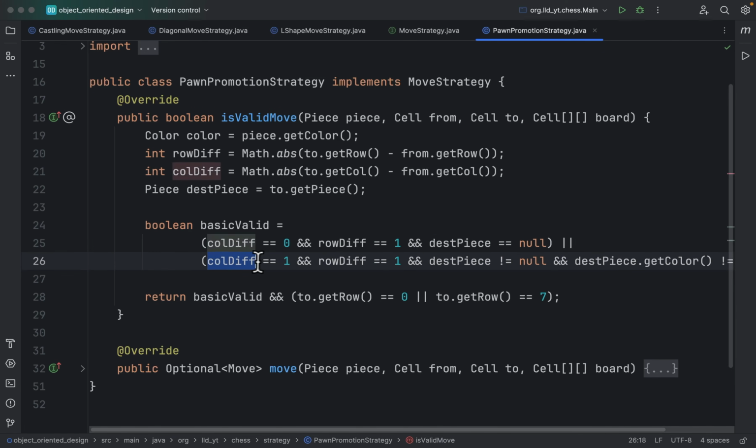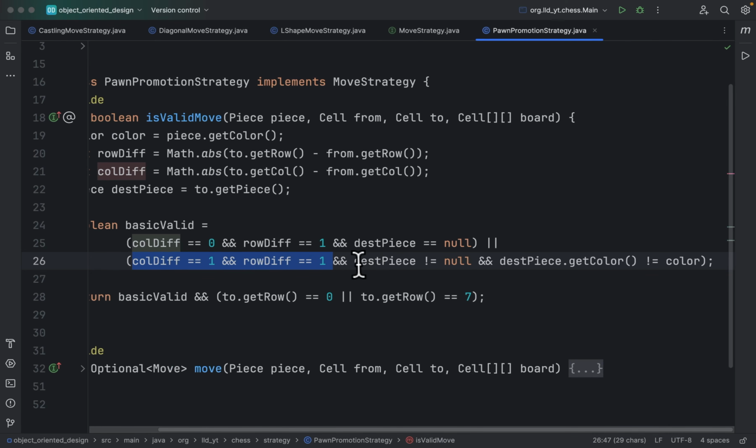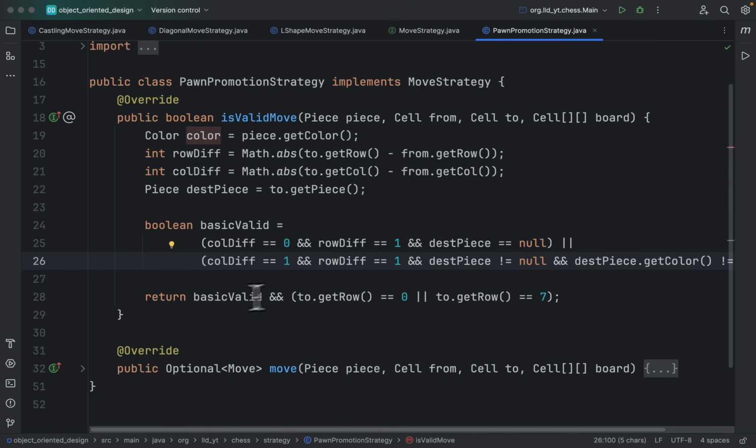The second condition is the column difference and the row difference is 1 because we would be capturing a piece on the top left or top right, isn't it? So in that case, the destination piece should not be null and that piece should have the color opposite to our color. Okay. And finally, this condition should be true and the destination cell should be at 0 or 7. It should be at 0 if we are white colored. It should be 7 if we are black colored.